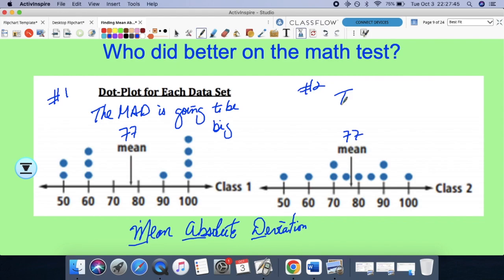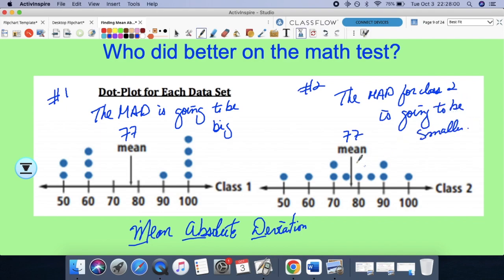Now the MAD for class 2 is going to be smaller, because these numbers here are closer to 77. These numbers over here are further away from 77.